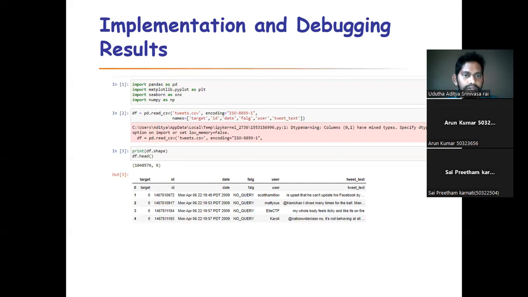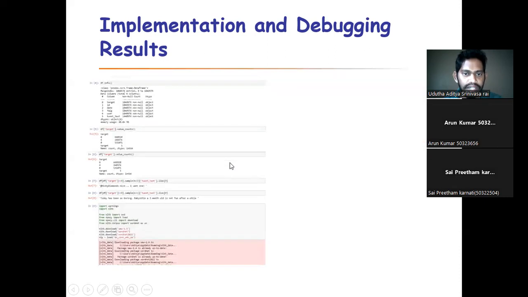So firstly, we have implemented some header files, and then we read the data from our data set. And if we see the output, this is the data set which we have read from our local. Our data set name is tweets.csv, that's stored in the CSV format.